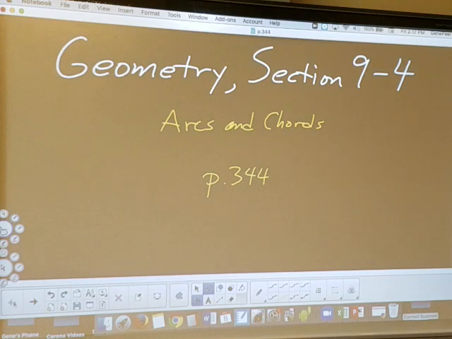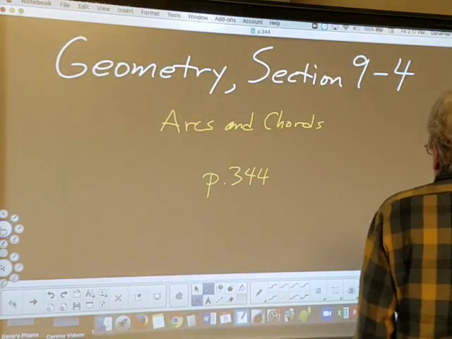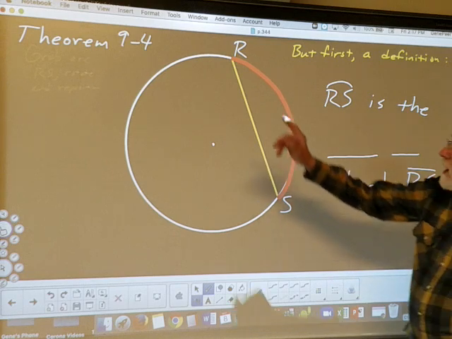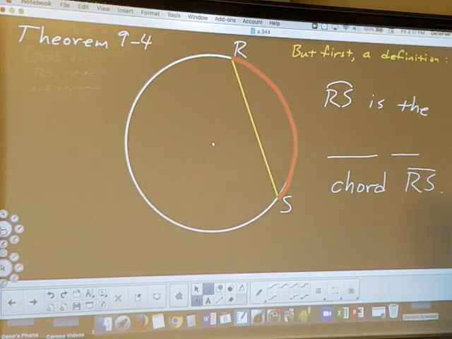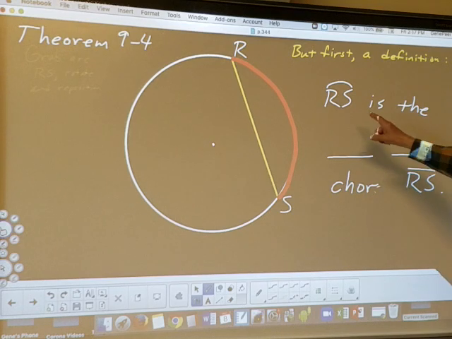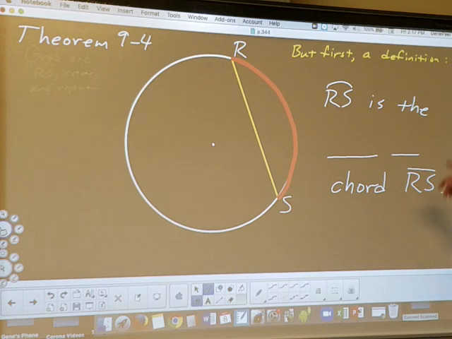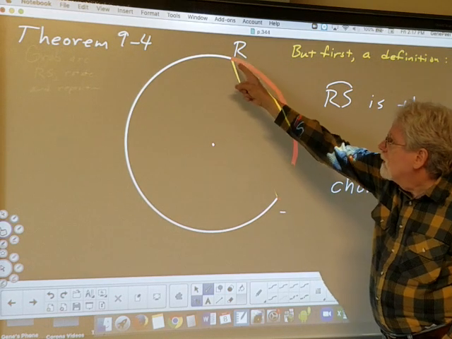And here we go with section 9.4, nearing the end of the chapter and nearing the end of the school year. How about that? And we start off looking at theorem 9.4, but before we look at theorem 9.4, we need a definition. Definition. Arc RS, the red arc, is the something or other of chord RS.